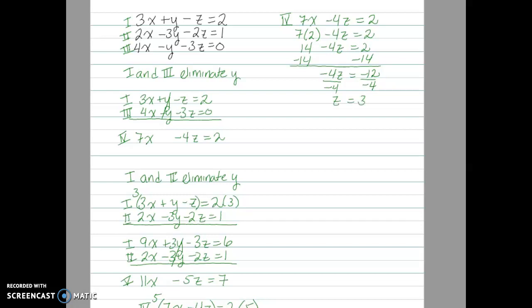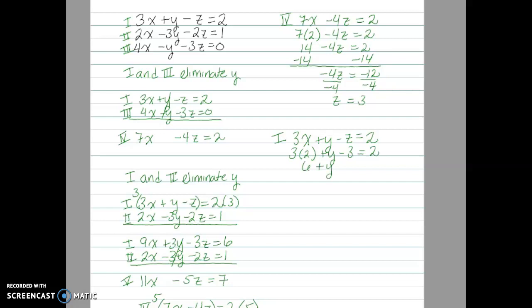So far we have two variables. We have x and we have z, so we need to go back and find y. So we need to find one of the original equations that contain x, y, and z. You can choose any three of those equations. I chose the first one. I'm going to substitute in the value of x that I have and the value of z, and then solve for y.